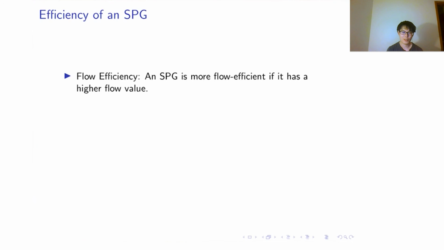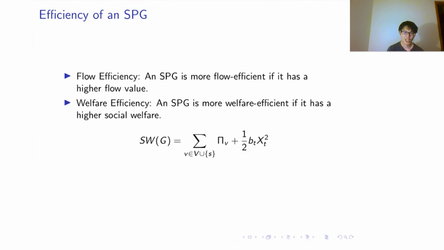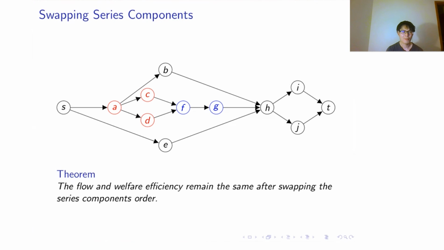So from a global perspective, we focus on two criteria. That is flow efficiency and welfare efficiency. We say that an SPG is more flow efficient if it has a higher flow value. And an SPG is more welfare efficient if it has a higher social welfare. The social welfare is the sum of individual utilities of each firm plus the consumer surplus. We show from the closed form that, suppose the source production cost and the ending market price are both fixed, then if we swap the order of the series components, the flow and welfare efficiency will not change. So by swapping them, the efficiencies are the same.